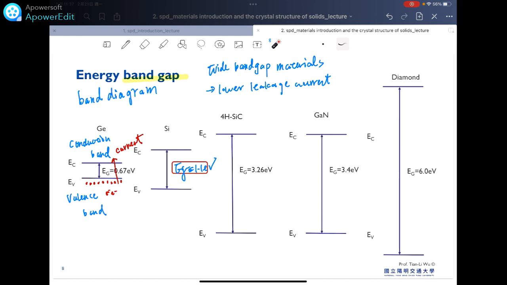The introduction of the band gap concept or band diagram is not meant to confuse everyone. It's trying to help us understand the electron and current transport. The most important thing is to understand the physics behind it. So don't be confused by this new concept. The overall idea is to help us understand how the current or the carrier actually transports inside our semiconductor device here. Okay, so this is an energy band gap.